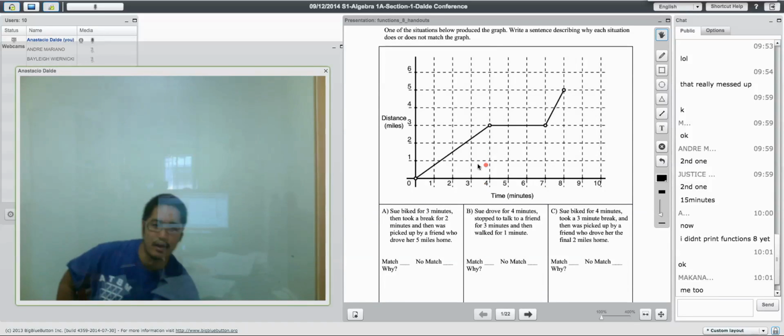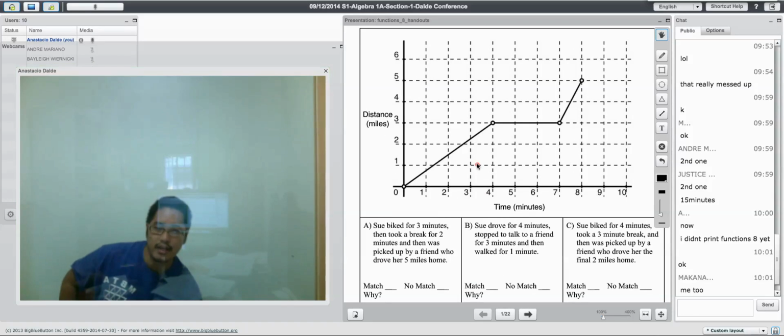Okay, here's the graph. Sue biked for 3 minutes. She took a break for 2 minutes, then was picked up by a friend who drove her 5 miles home. Does that match or does not match?